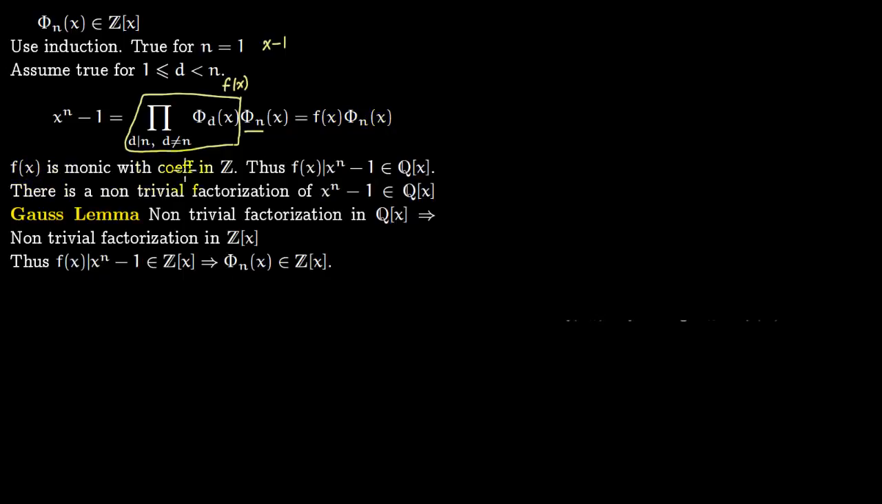Now this f of x is monic with coefficients in Z, for the same reason that phi n is monic. It's just a product of terms like x minus the primitive root, and then x minus another primitive root, and so on. So you have this factorization here. Now you divide both sides by f of x.